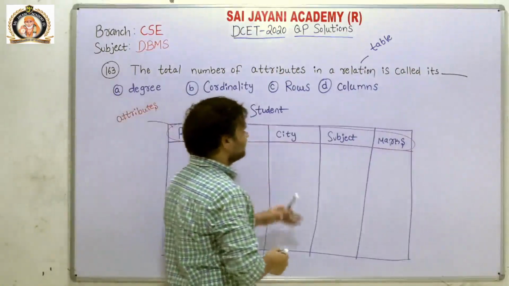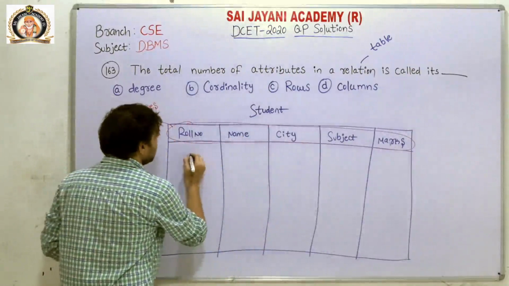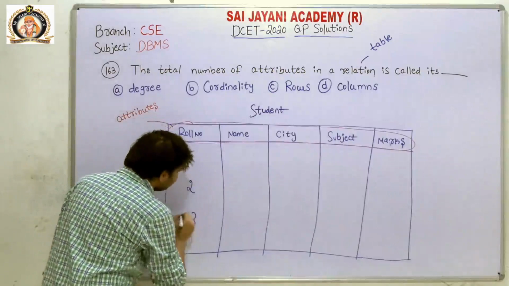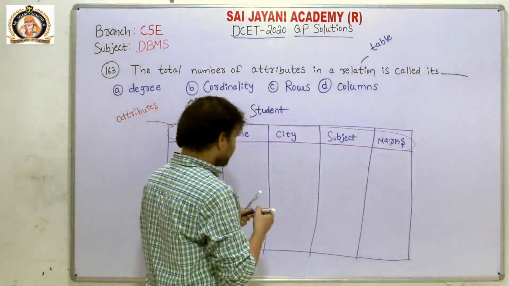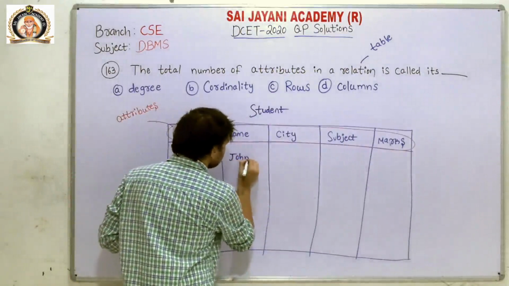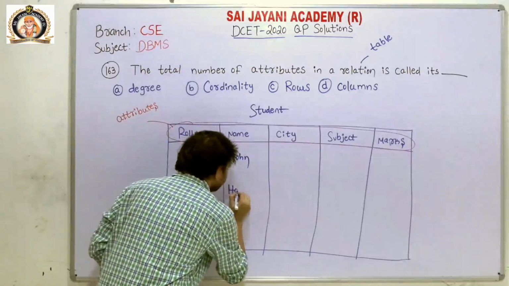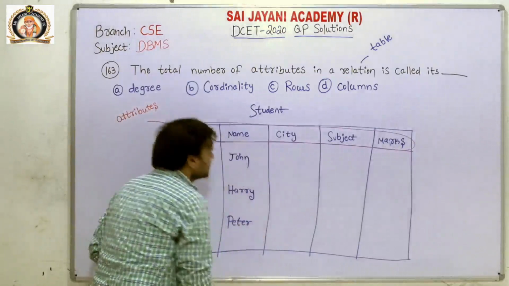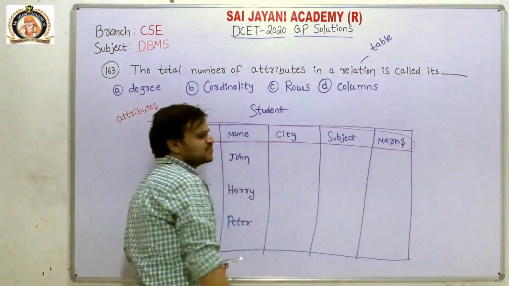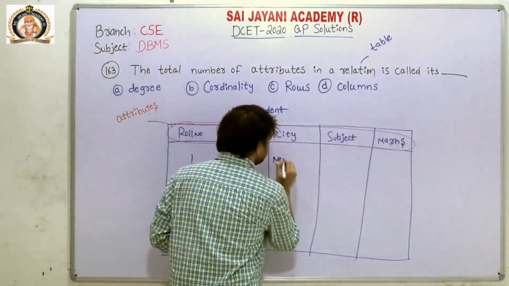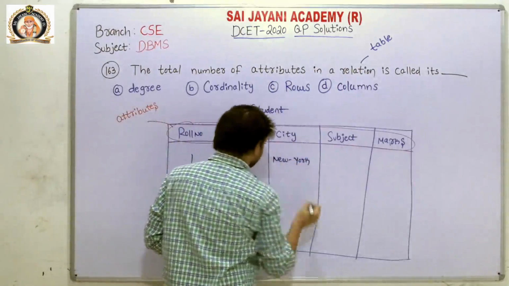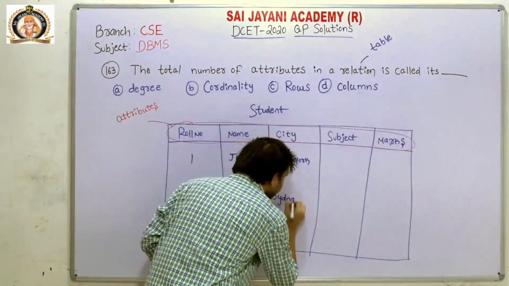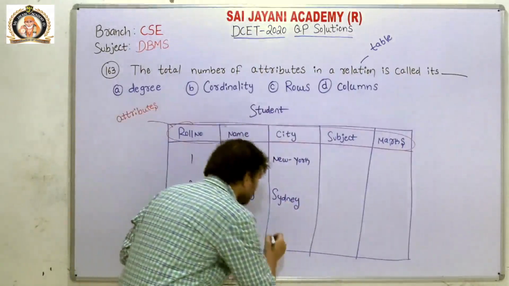In the student table we have data. In this example I am considering only 3 students, so we have only 3 roll numbers. The first student's name is John, the second student's name is Harry, and the third student's name is Peter. John belongs to the city called New York, Harry belongs to Sydney, and Peter belongs to London.